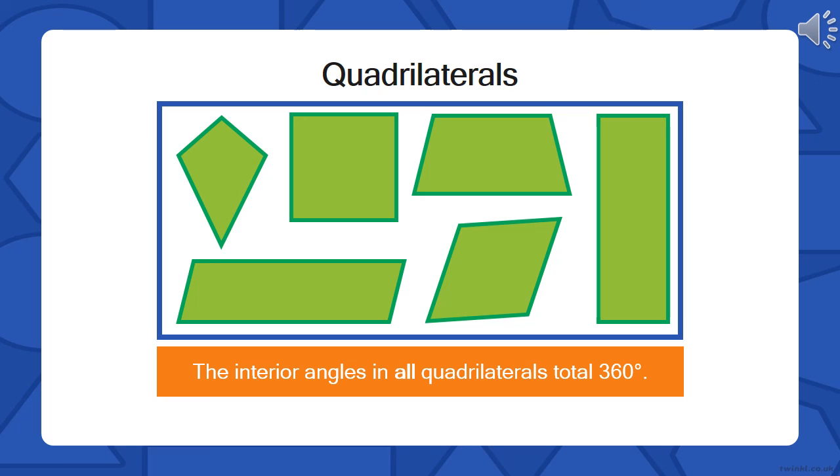So the most important thing to remember for all of these quadrilaterals is that the interior angles in all quadrilaterals must total 360 degrees. And we can use that information to find out the missing angles of any quadrilateral.